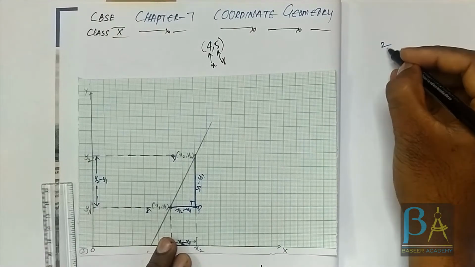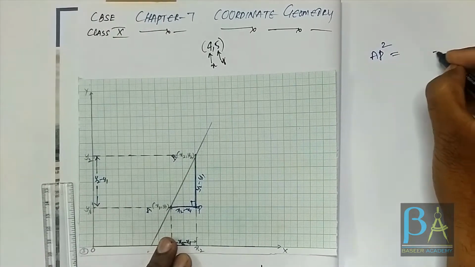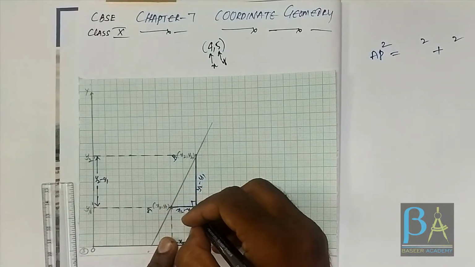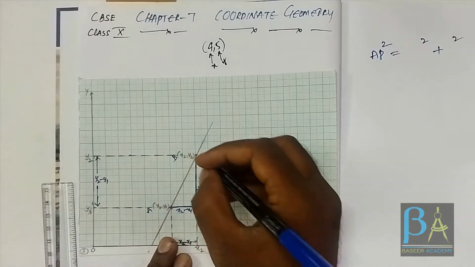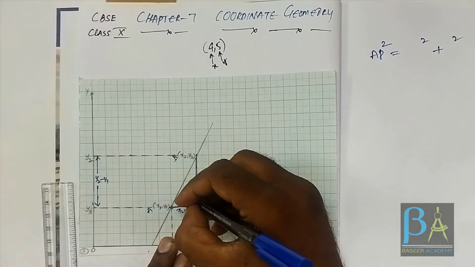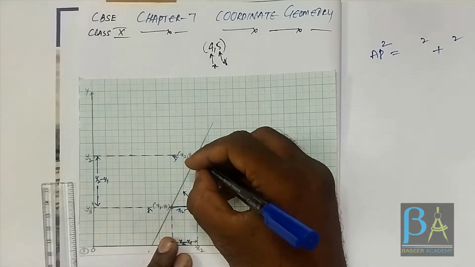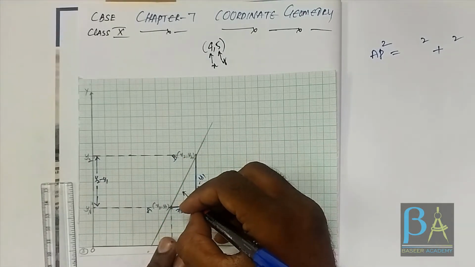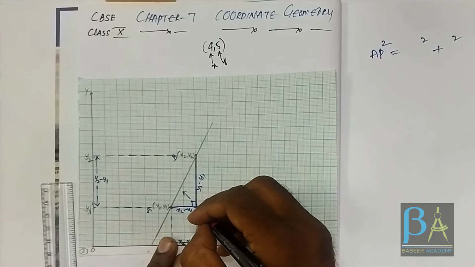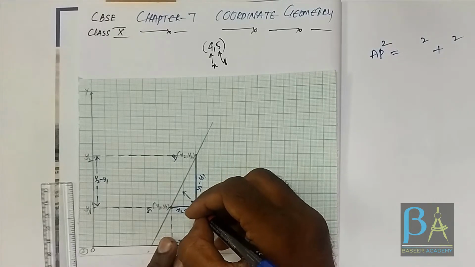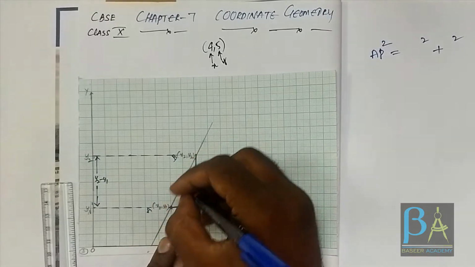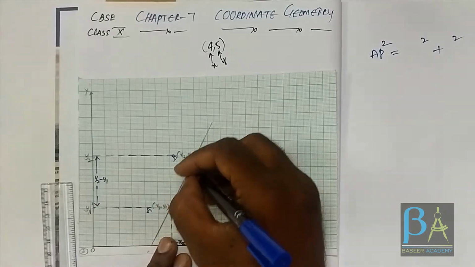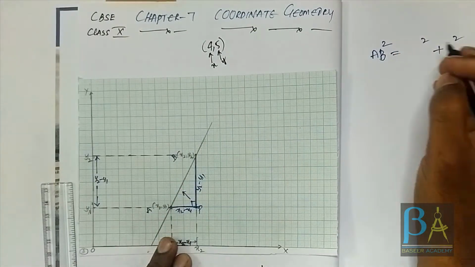Pythagoras theorem says that the square of the hypotenuse is equal to the sum of squares of the other two sides. Now what is the hypotenuse in the right angle triangle APB? The hypotenuse is AB. How do I know? The hypotenuse is always the longest side in a right angle triangle, and it is always opposite to the right angle. Here the right angle is at P, and opposite to angle P I see the side AB, so obviously AB is the hypotenuse.